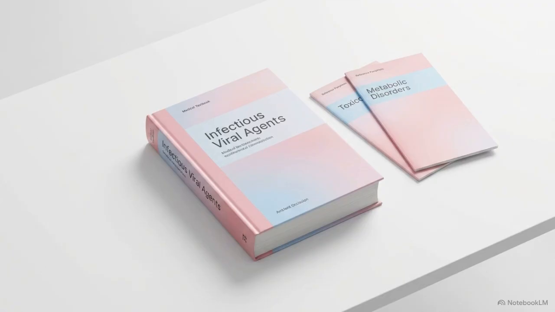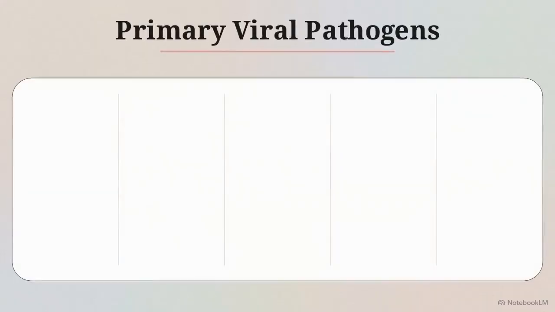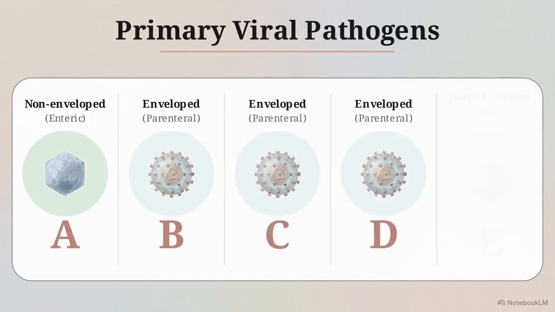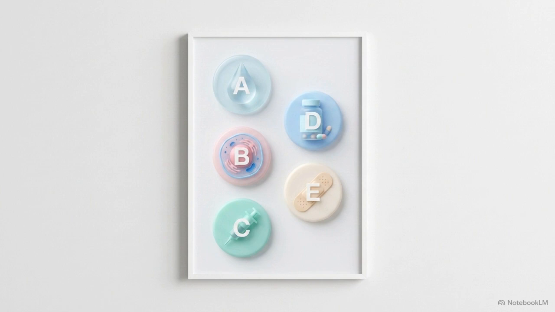But while toxic and metabolic causes exist in the differential diagnosis, the overwhelming majority of pediatric hepatitis cases are driven by infectious viral agents. There are 5 primary viruses responsible for this disease: hepatitis A, B, C, D, and E. In pediatric medicine, these 5 pathogens follow 2 separate clinical behaviors.